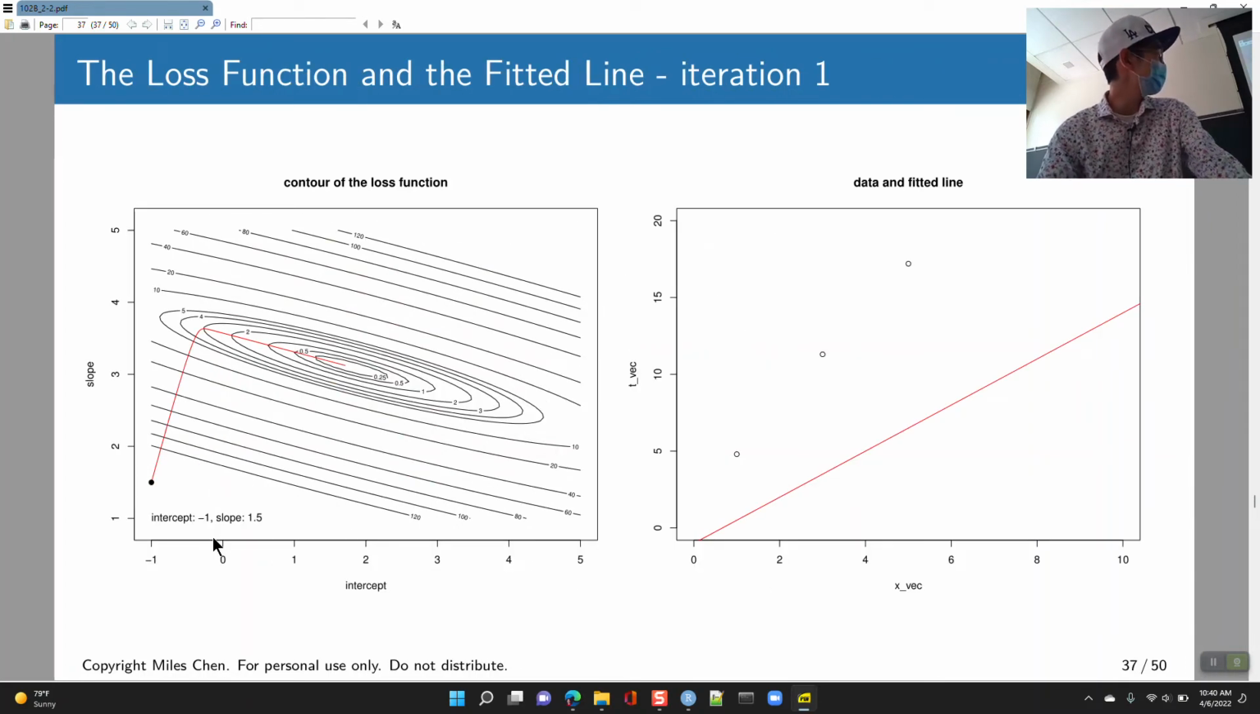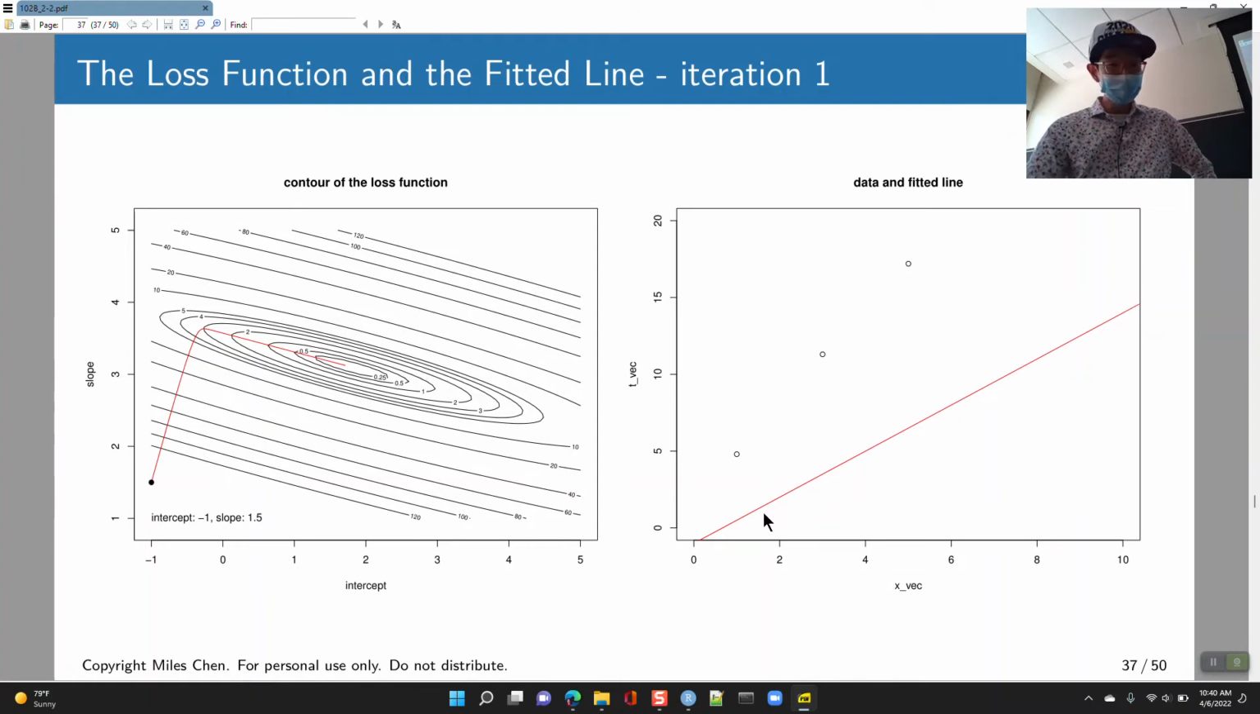Let me show you what this looks like. Here are our 3 points. I forgot what they were: 1, 4 point something, and 3, 11 point something, and 5, 17 point something. Here I started off with an intercept of -1 and a slope of 1.5, so the fitted line has a slope of 1.5.